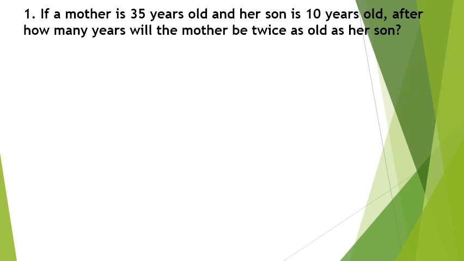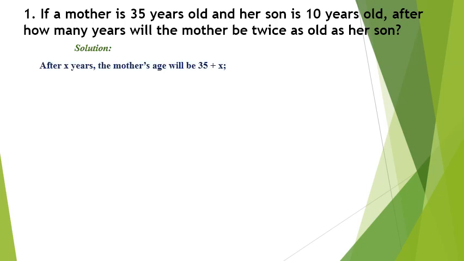Alright, here we go. Let us now solve self-test number 1. If a mother is 35 years old and her son is 10 years old, after how many years will the mother be twice as old as her son? Now this problem requires us to find how many years will it take for the mother to become twice as old as her son. From this problem, by carefully analyzing this, we will now have this as our solution.